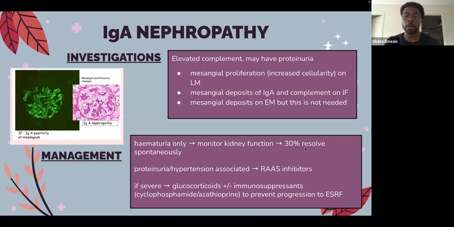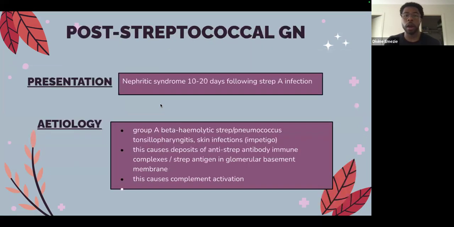But again, for most people, this will resolve spontaneously. And I've just included that because these are the sort of principles that I think would be good to think about last for a lot of these other topics as well.